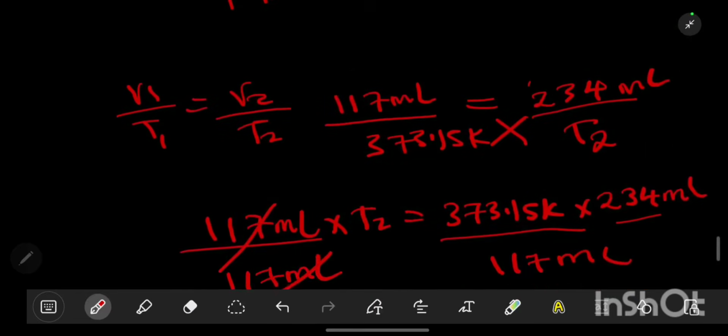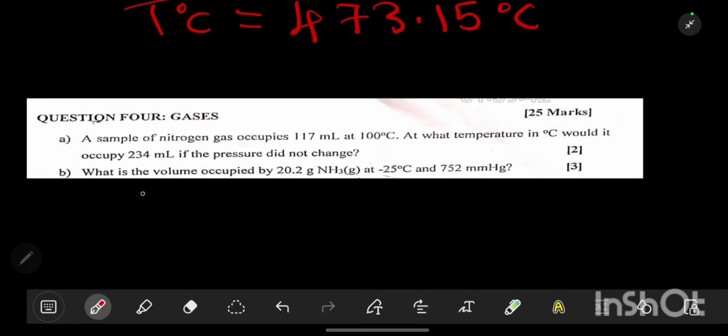Let's move on to our next question. Part B says, what is the volume occupied by this amount at the temperature of -25 and 752 millimeters of mercury?